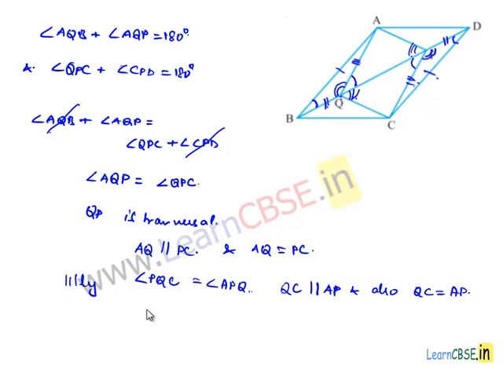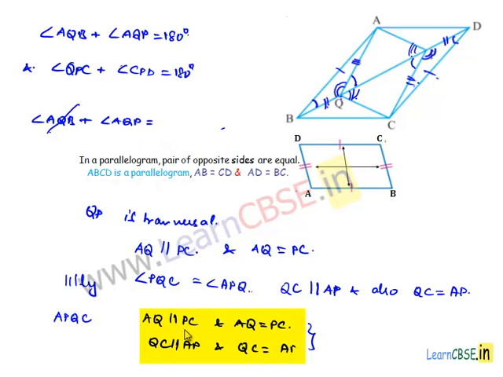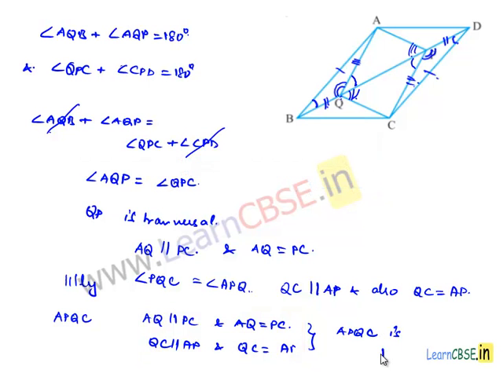So here if we consider the figure APQC, AQ is parallel to PC and AQ is equal to PC, and also QC is parallel to AP and QC is equal to AP. Here in this figure the opposite sides are parallel and equal, so we can say APQC is a parallelogram. This is what our fifth proof required.